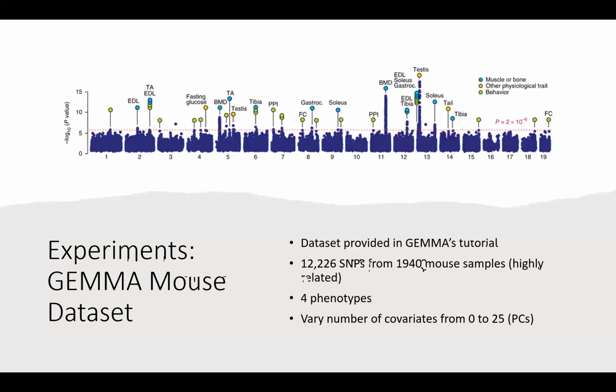On the mouse data set from GEMMA, this is a data set from GEMMA's tutorial, and it's 12,000 SNPs-ish and almost 2,000 mice. They're all highly related. We examined 4 different phenotypes and varied the number of covariates from 0 to 25. We used principal components for this.